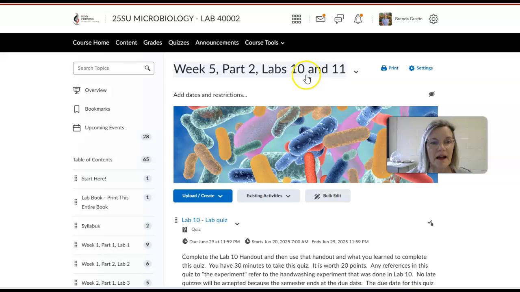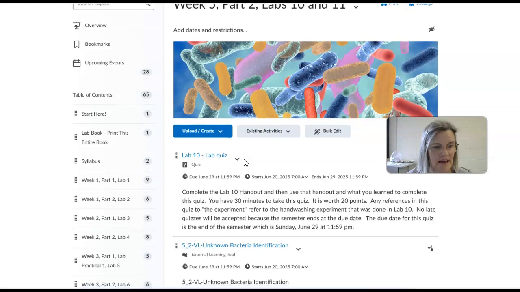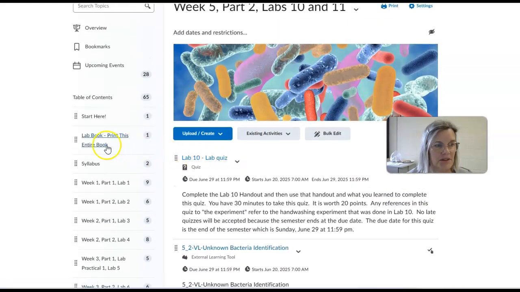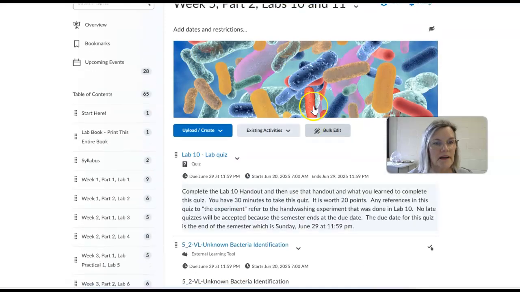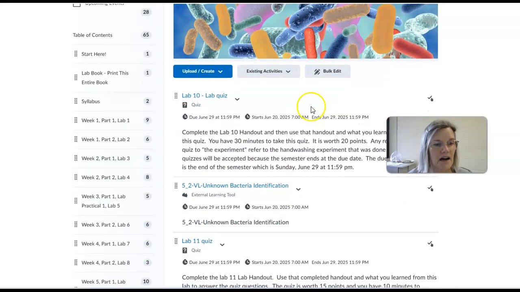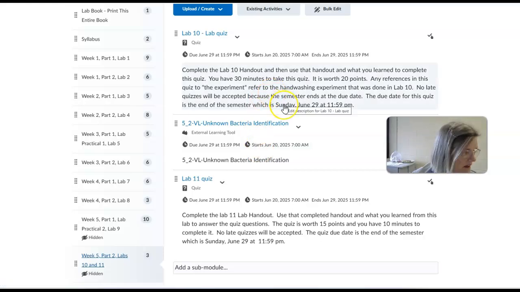And then when we get to week 5, part 2, you're going to be doing labs 10 and 11. And there is a lab quiz for lab 10, and just like we did before, the labs are in your lab book. So lab 10 and 11 are there. There's a lab quiz on lab 10. The lab quiz is complete lab 10. I think this is hand washing, effectively hand washing.